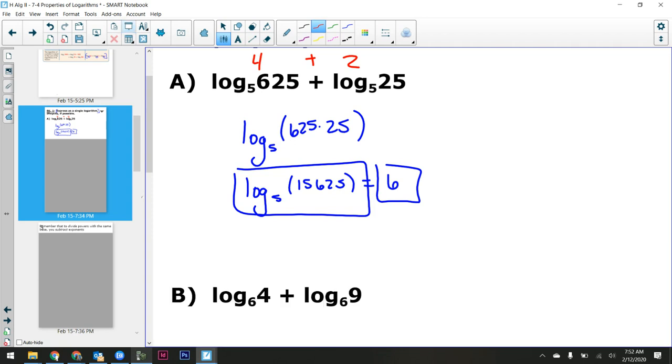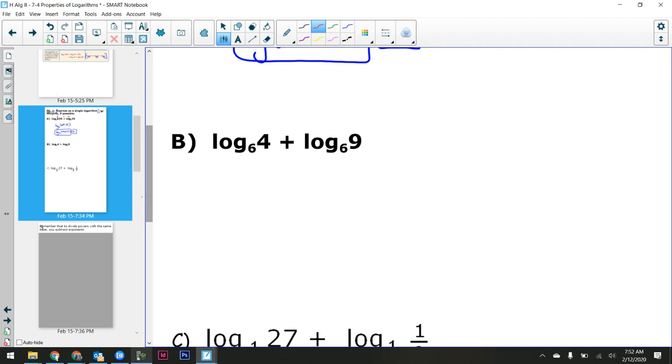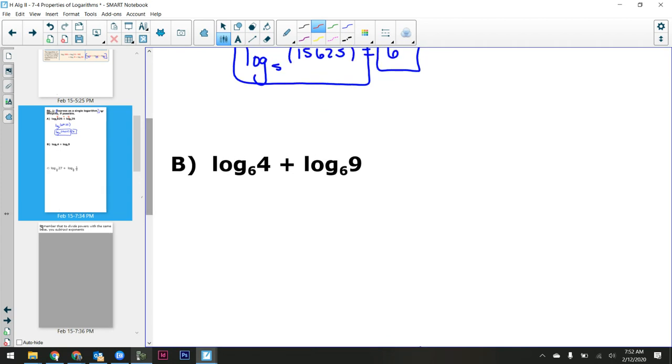All right. This one you cannot evaluate ahead of time. Okay, go ahead and do this one.